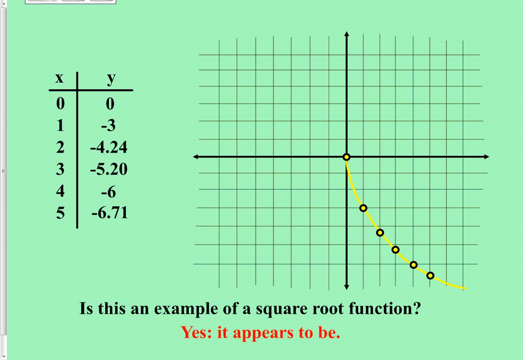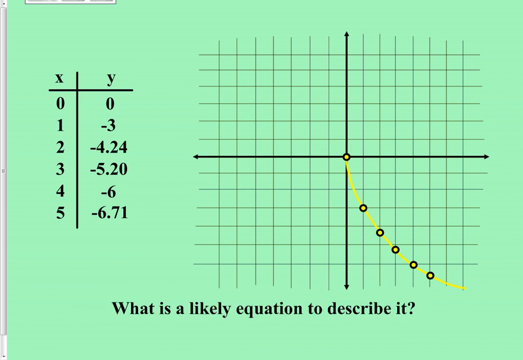So let's move on. The second part of the question is what is a likely equation to describe it? Well, let's see if we can find some answers to that question. Basically what we need to do, and this is why we spent so much time talking about the parent functions, is compare what the parent function should have been doing to what this graph actually is doing.